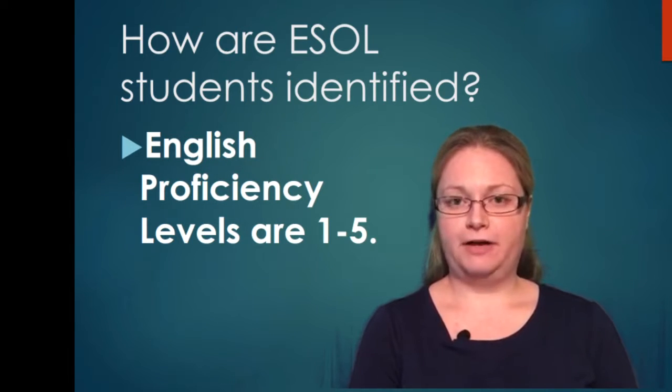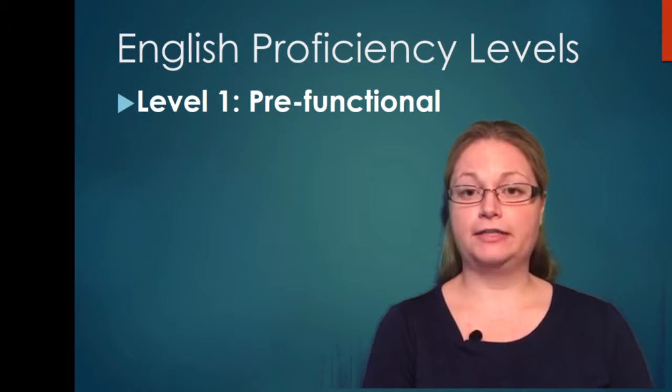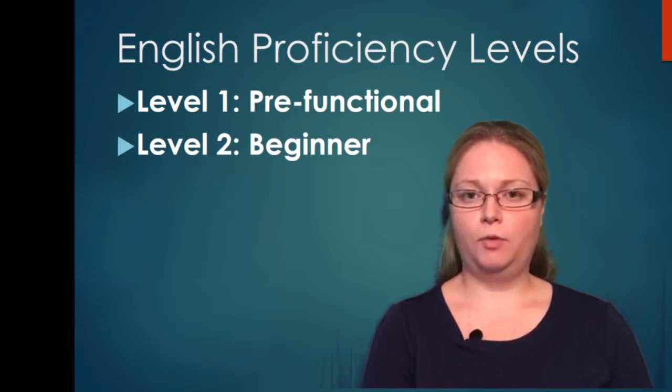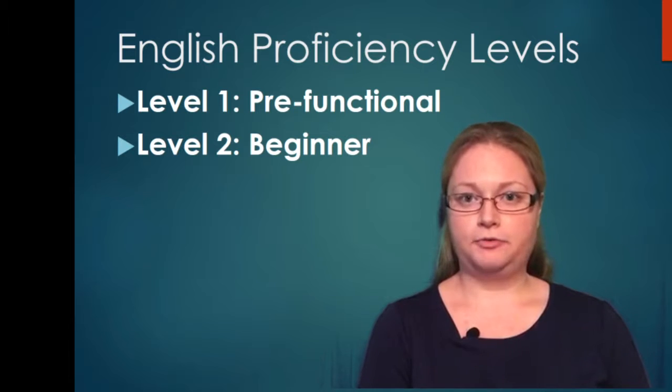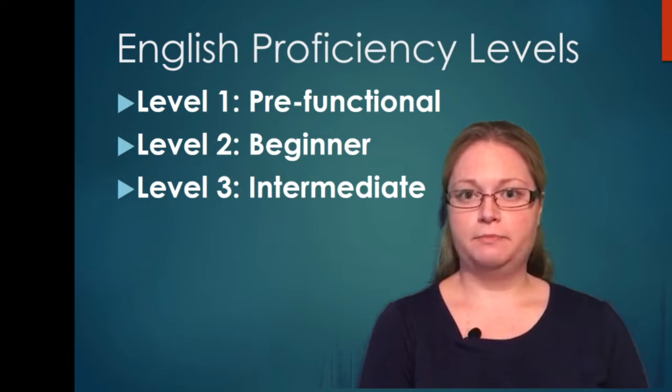Level 1 is a pre-functional student. These students are normally new to the United States and have very limited English skills. A level 2 is a beginner. These students have more skills than a level 1, but are still developing their English language. A level 3 student is intermediate. These students have their social English skills, but are still working on their academic English skills.